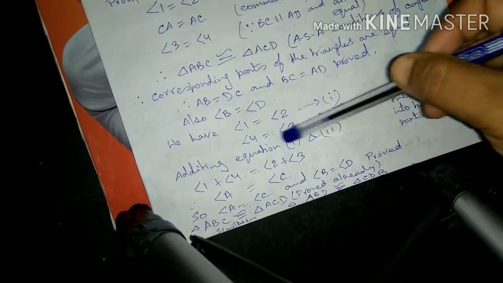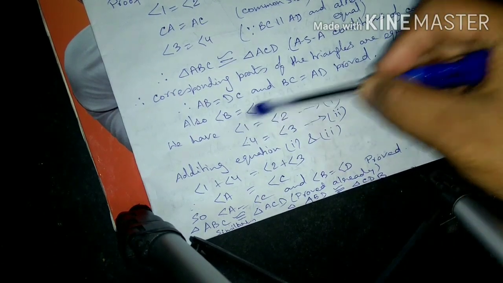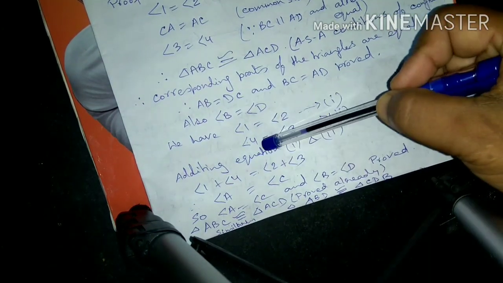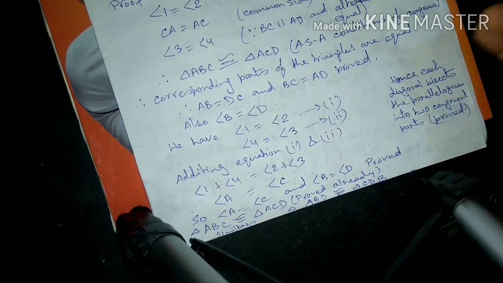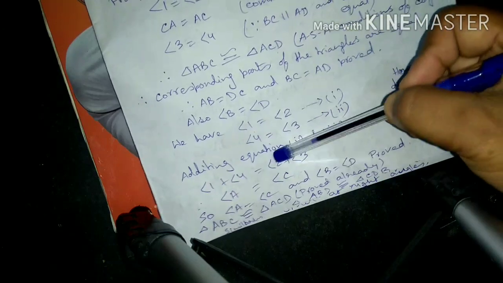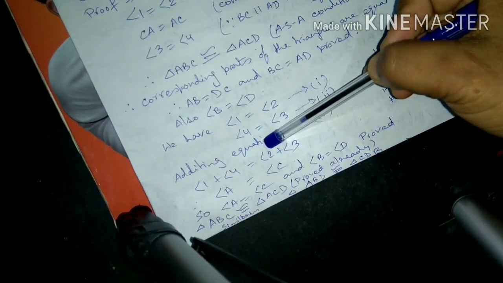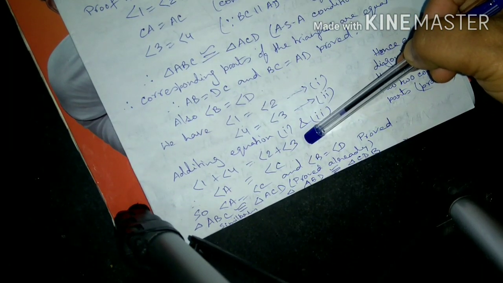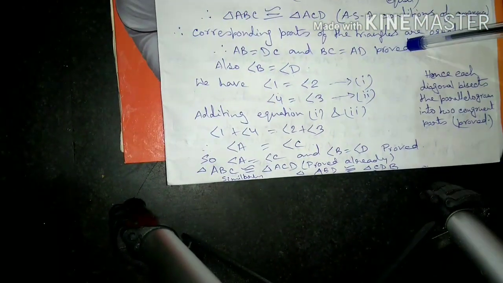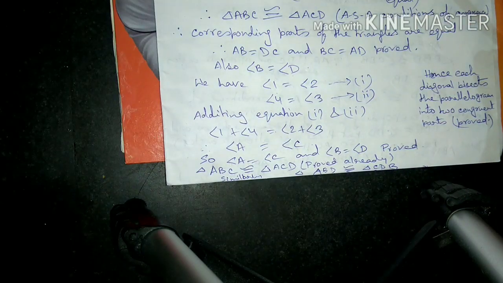Now what we have already seen: angle 1 is equal to angle 2. That is the alternate angle. Yes or no? And we have also seen that angle 4 is equal to angle 3. That also is alternate angles. Yes or no? So if we add these two equations, what we get? Angle 1 plus angle 4 is equal to angle 2 plus angle 3. Yes or no? So that means 1 plus 4 means what? Angle A. So angle A is equal to angle C.